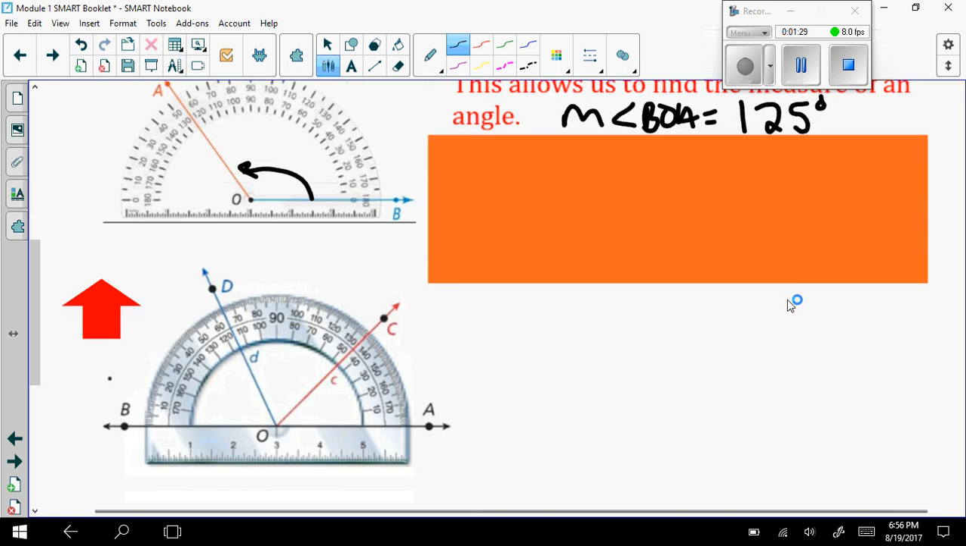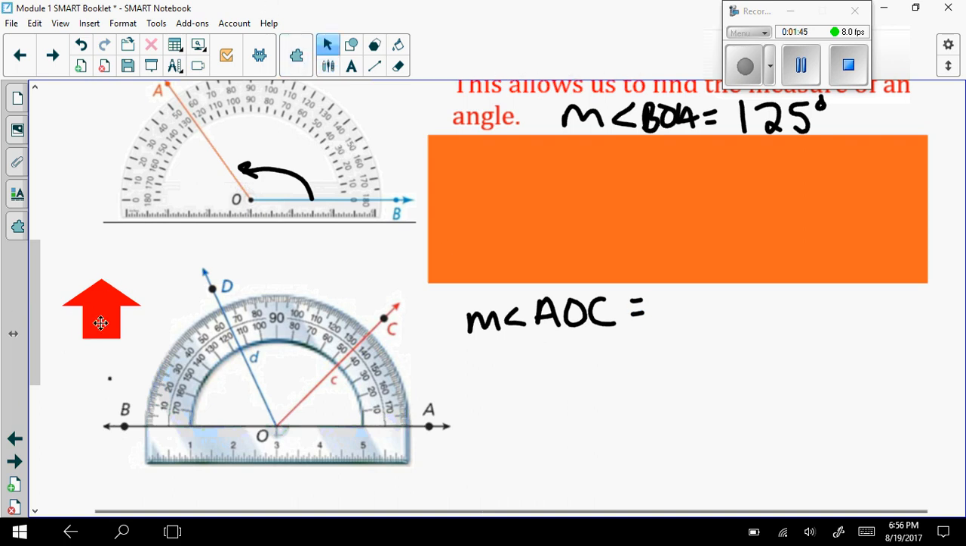Now, let's take a look down here and talk more about measuring. So our measurement of, let's go AOC. This time I can't say just angle O. By the way, this notation, I forgot we haven't talked about that notation yet. This notation means the measurement of angle AOC. Remember, the vertex is always in the center when you're naming your angle.